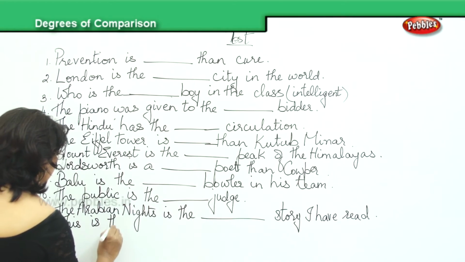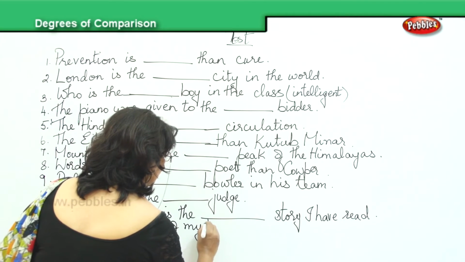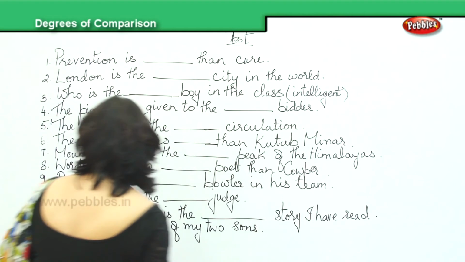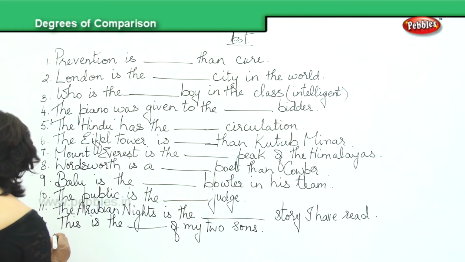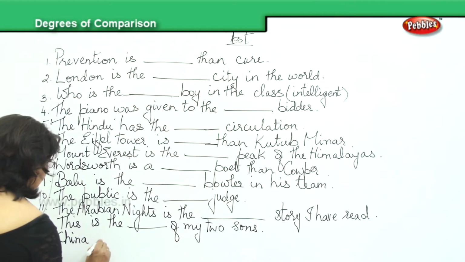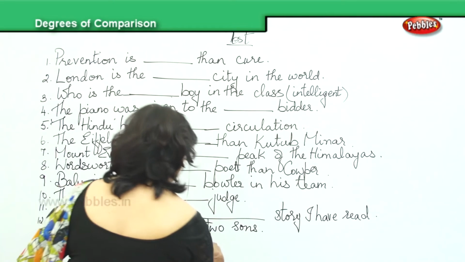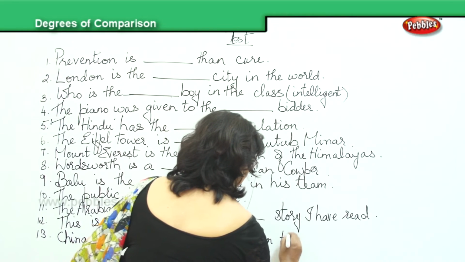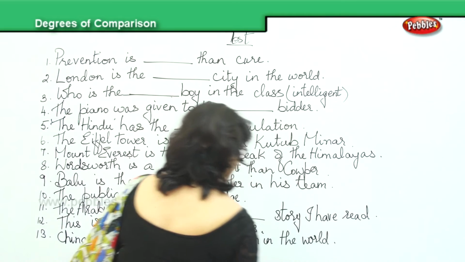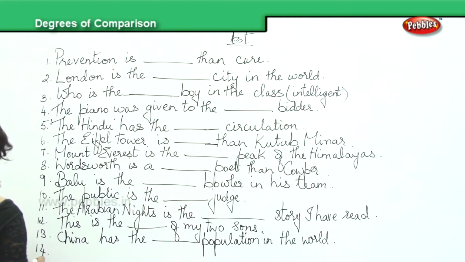This is the dash of my two sons. This is the dash of my two sons. Next one. China has the dash population in the world. China has the dash population in the world. Next one.